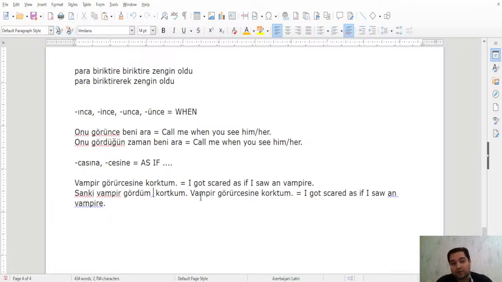I mean, there are so many variations you can expand. The only reason I did not go into those details is that if I open up those different ways to say the same thing, then you will be confused. So I left it at the suffix levels. Vampir görmüş gibi korktum. You can also say vampir görmüş gibi korktum. Gibi, you see now not sanki but also gibi. I got scared as if I saw, or vampir görmüş kadar korktum, right? I got scared as much as if I saw a vampire.